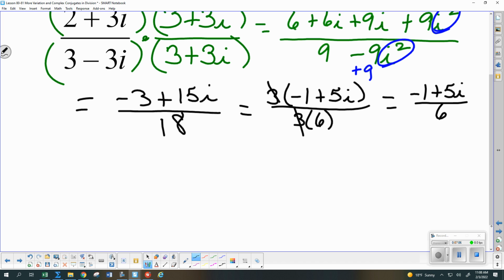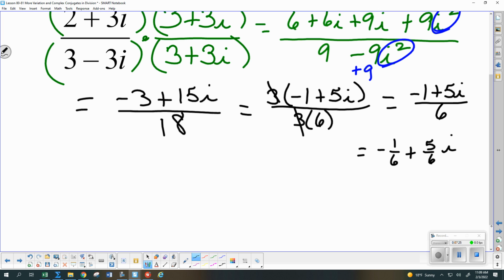I have it with one long bar, but that is not okay. I have to write one real number, and then the plus or minus sign, and then one complex number. So I need to write that as -1/6 plus 5/6 i.